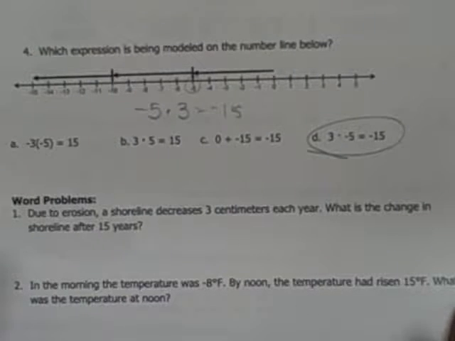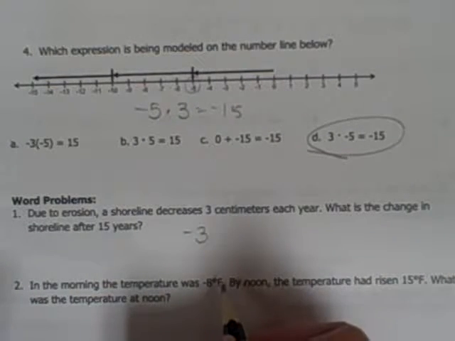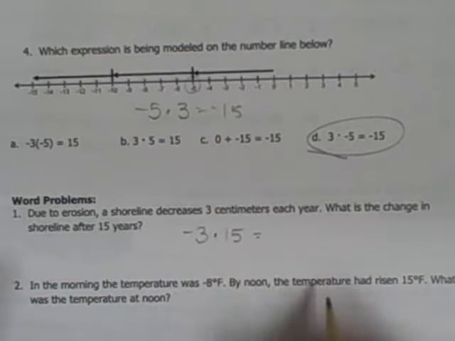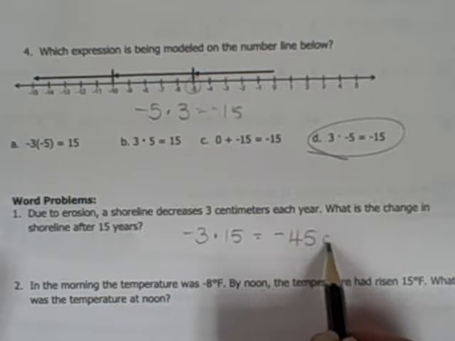Due to erosion, a shoreline decreases 3 centimeters, that'd be negative 3 each year. What is the change after 15 years at that same rate? Well, that would give you x diva, negative 45 centimeters.